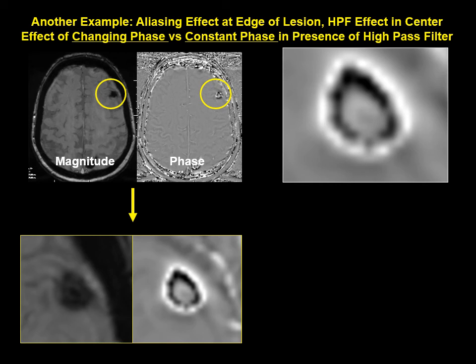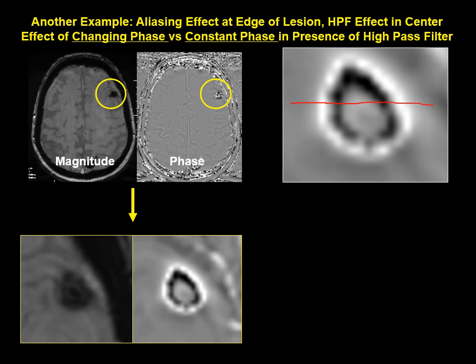What we're going to do is start at the left-hand side of the lesion, move across the lesion to the edge where we'll see aliasing from white to black, back down to neutral gray, gray across the center, and then black to white and back to neutral gray.